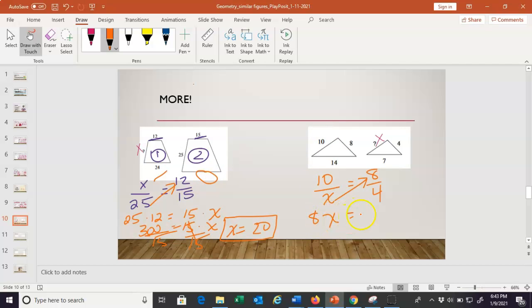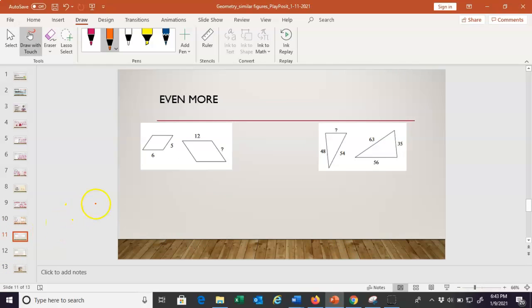All right, so we got 8 times x equals 4 times 10. 8x equals 40. Divide by 8. That's just 5, right? x equals 5. We can plug it in for x and make sure. And you get 2 equals 2. We could even check that third side. It would be 14 over 7. That third ratio is also 2. So there we go. We just proved that these are similar because they have those proportional sides. Two more examples.